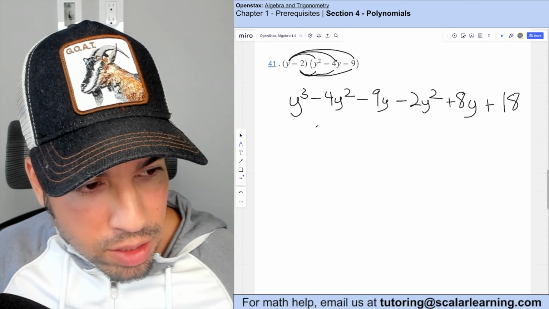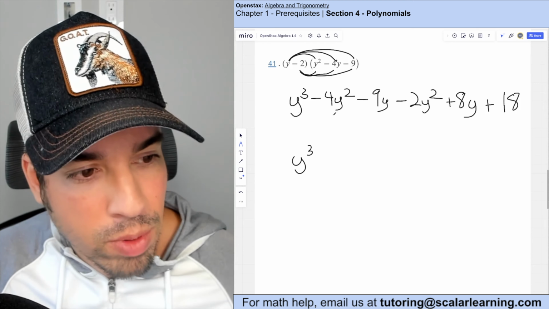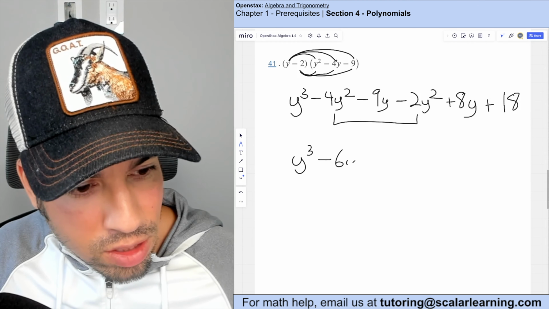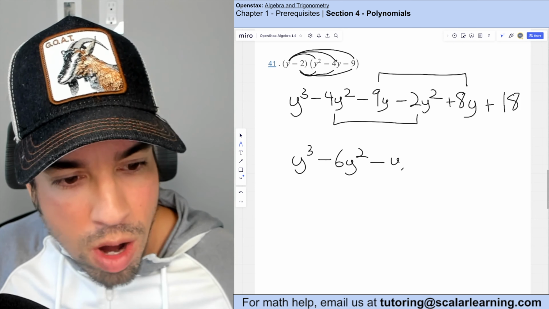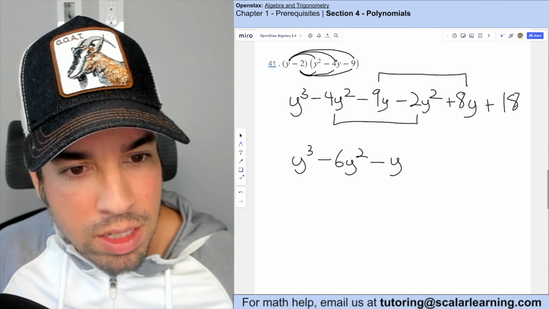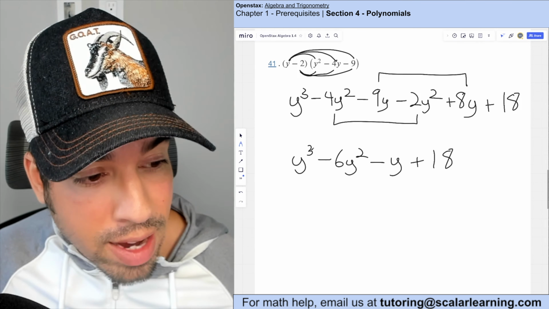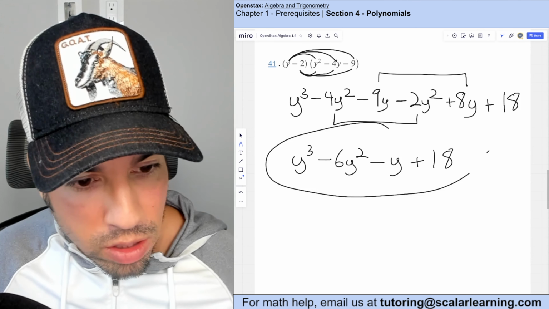Now we're going to combine like terms. Well, first we'll start with the y cubed as there's nothing that goes with it. And then we got negative 4y squared and negative 2y squared, which is negative 6y squared. Then we got negative 9 and positive 8, and that will become minus y or 1y. And last but not least, we've got this 18 at the end. Once again, notice we put the highest degree at the front and kind of wind our way down. This is the winner, done.